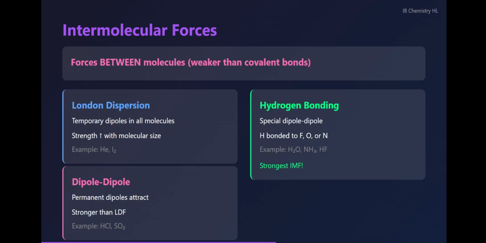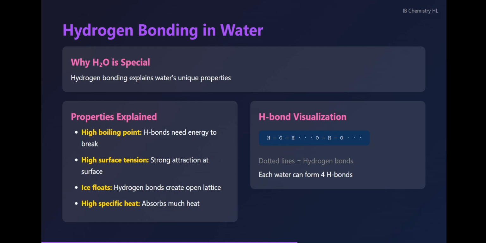Intermolecular forces are attractions between molecules weaker than covalent bonds. London dispersion forces occur in all molecules due to temporary electron fluctuations, creating temporary dipoles. They increase with molecular size and number of electrons. Dipole-dipole forces occur between polar molecules with permanent dipoles. Hydrogen bonding is a special dipole-dipole when hydrogen bonds to highly electronegative fluorine, oxygen, or nitrogen. It is the strongest intermolecular force and explains water's unique properties. Ion dipole forces occur between ions and polar molecules, important in solubility.